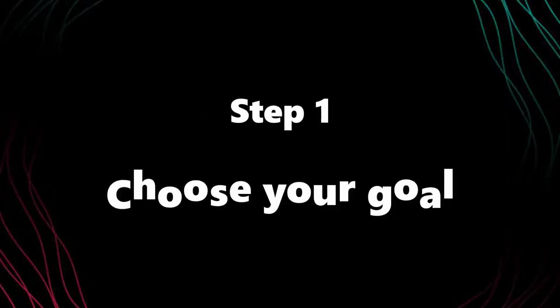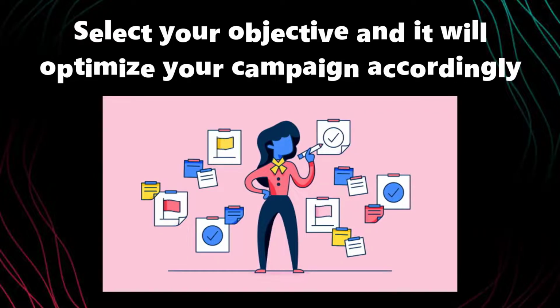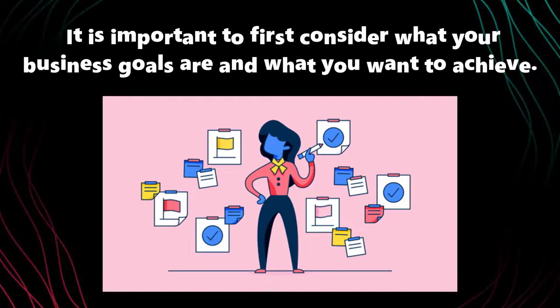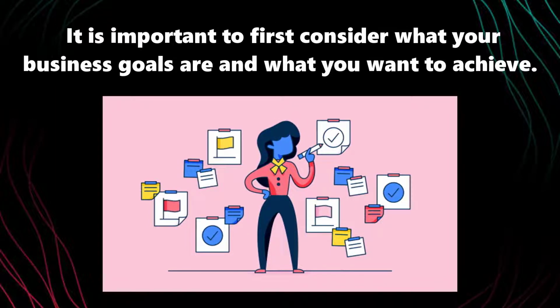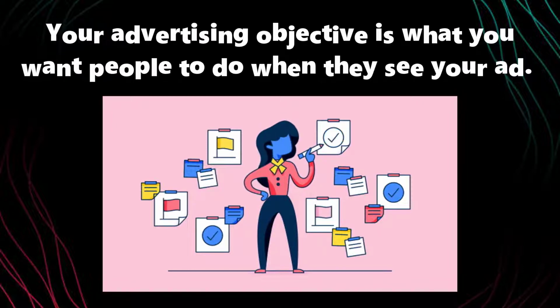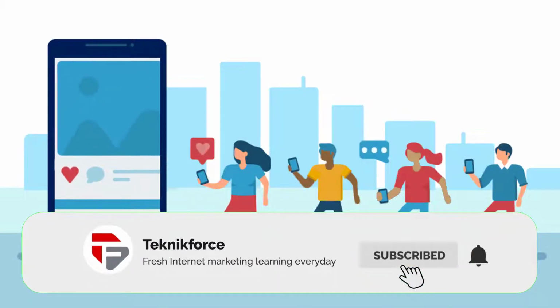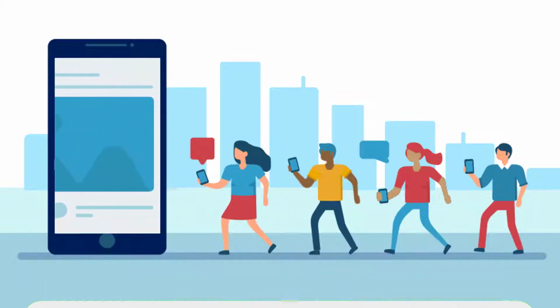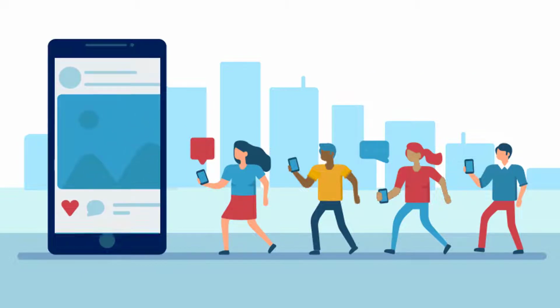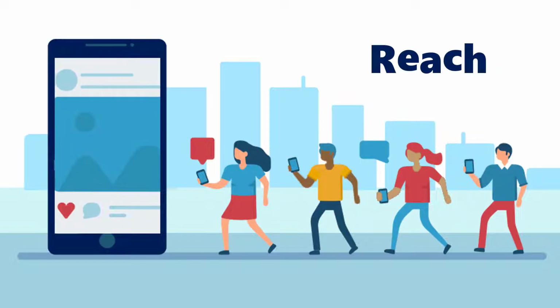Step 1. Choose your goal. Select your objective, and it will optimize your campaign accordingly, whether it's raising awareness for your business or driving conversions. Before creating an ad, it is important to first consider what your business goals are and what you want to achieve. Your advertising objective is what you want people to do when they see your ad. For example, if your goal is to get more visitors to your website, you would want to choose the specific objective for traffic. If your goal was to get as many eyeballs as possible to see your new brand, you would select the reach objective.